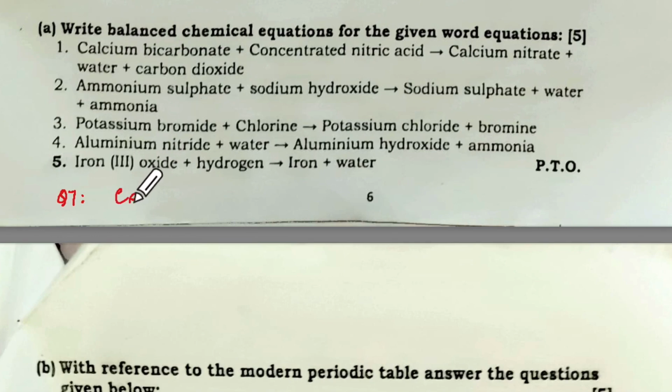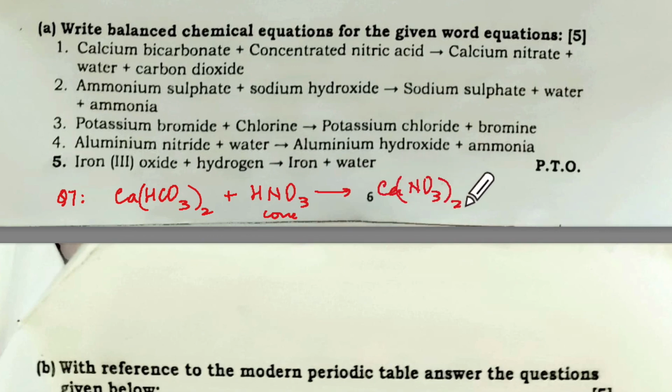Calcium carbonate means what? CaCO3. Concentrated nitric acid. So HN... It's bicarbonate? Sorry, mistake. Yeah. Ca(HCO3)2 plus concentrated nitric acid HNO3 conc is giving us calcium nitrate, Ca(NO3)2, plus water, H2O, plus CO2 up arrow.